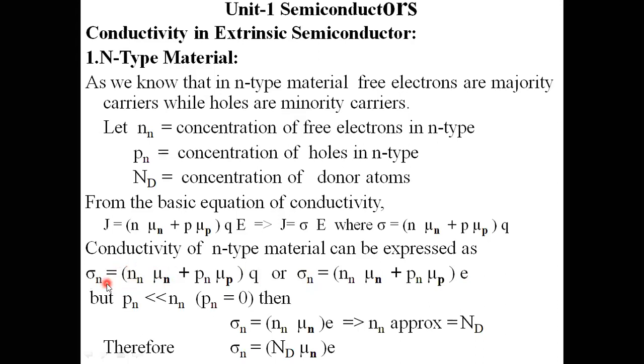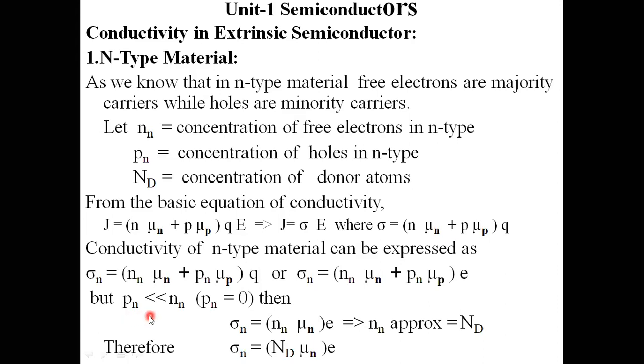Sigma n is equal to (nn mu n plus pn mu p) into q. Here I am replacing this q with small e. Some textbooks use q, and in some other textbooks they may use e. Both notations are for your convenience. You can use any notation, but it should be the same throughout the derivation; we need to use either q or e consistently.